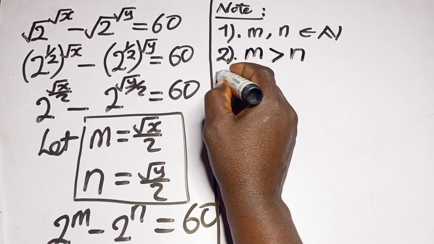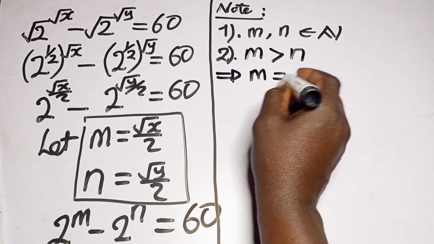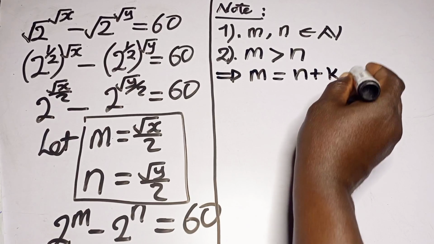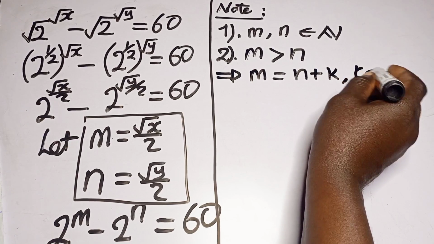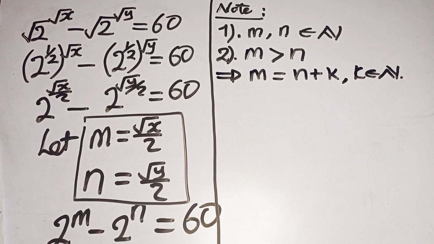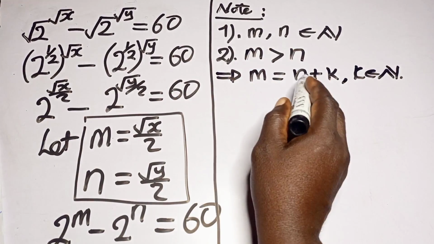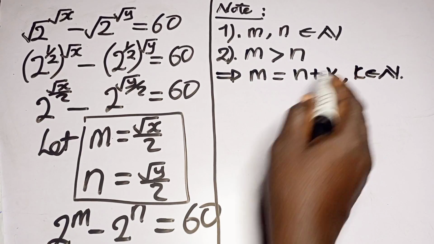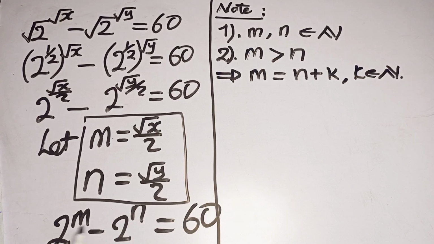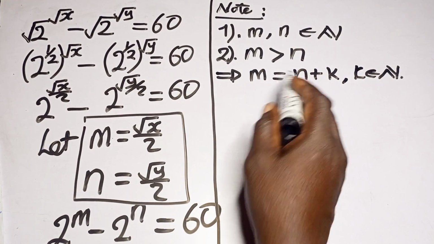Now, if that is the case, then we can write m in terms of n as m is equal to n plus some natural number k. K must be a natural number. Since m is strictly greater than n, m should be n plus some other whole number. That is very, very clear. So now let's rewrite our equation using this new relation between m and n.